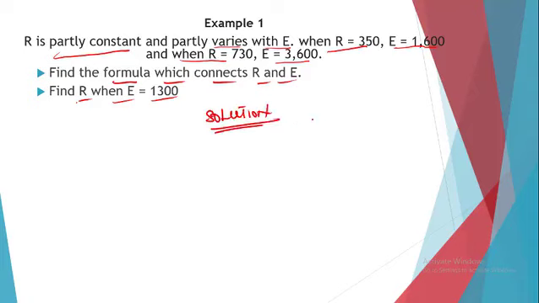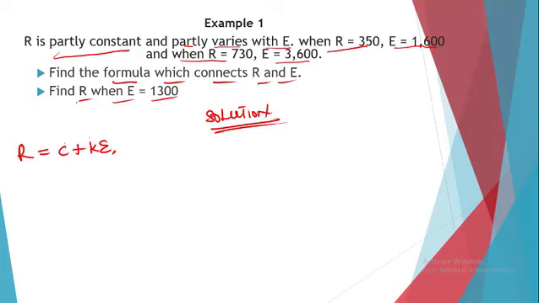Okay, let us start. Solution. He said R is partly what? Constant. R is partly constant. So from the first sentence, if R is partly constant, therefore we have R equal to C plus KE. He said R is partly constant and then partly varies with E. That is the E here. Where C and K are constants.